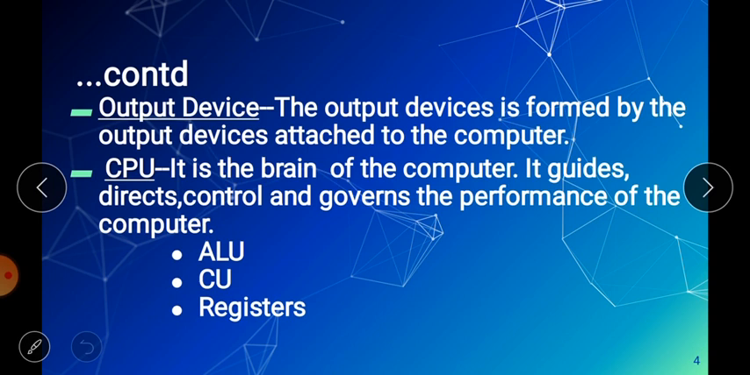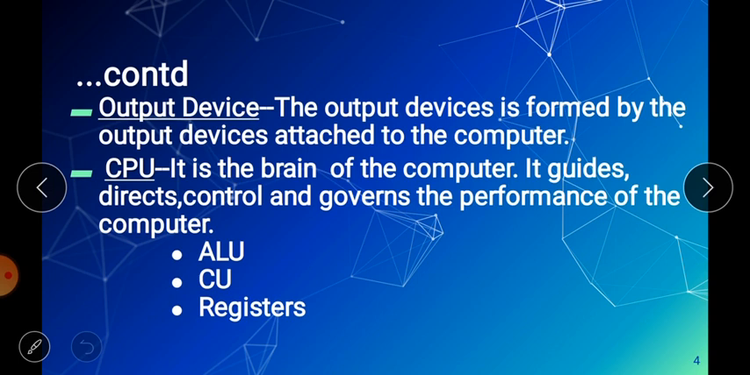Because all the calculative work is done in the CPU. And as our brain does the calculation work, governs our body, and stores data, all three works are done in the CPU. So it is considered the brain of the computer.